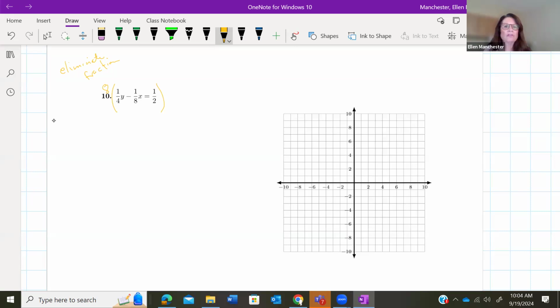Okay, all right, so here's our technique. 4 goes into 8 twice, and you're getting rid of that fraction. 8 goes into 8 once, and you're getting rid of the fraction. 2 goes into 8 4 times, and you get rid of the fraction. Okay.